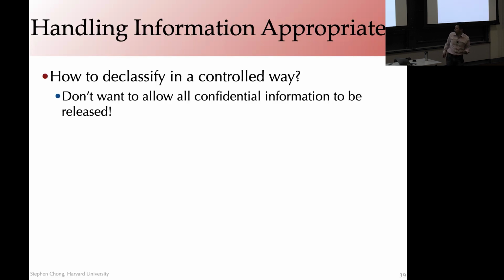So when we think about how to handle information appropriately in the presence of declassification, what it means is that we don't just want to say, well, this system declassifies information, so all guarantees are off. A low user can observe all secret information. That would be bad. We actually want to have something that's more expressive, that talks about how we might control the declassification of information.